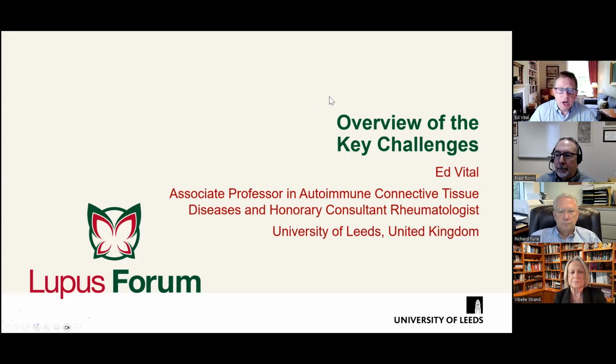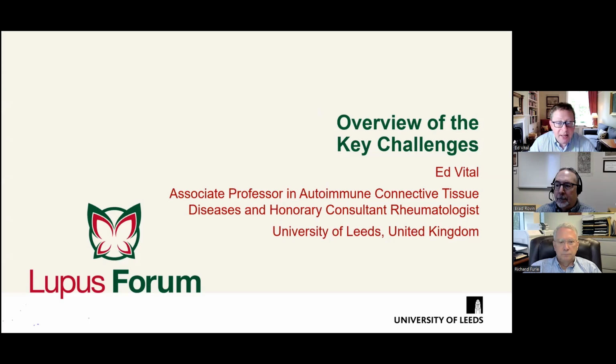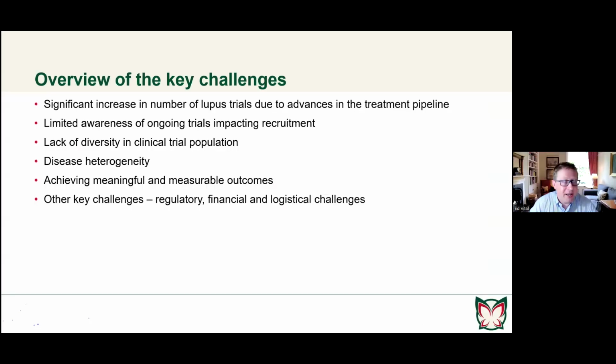So on to a brief overview of what I think are the key challenges. You may disagree, of course, and feel free to add your own views when we get to the questions. I think we're seeing a significant increase in the number of lupus trials, which is due to advances in the pipeline of treatments coming through to be assessed. With that increase in numbers, there's more limited awareness of the ongoing trials, and that is impacting recruitment. That's especially difficult because trials tend to be conducted only in certain specialist centres.